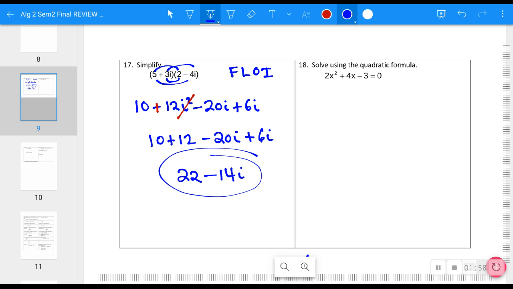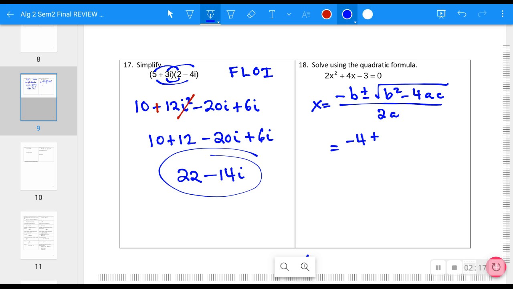Okay, solve using the quadratic formula. Let me write it first, but you should memorize this formula. I won't provide it on the test. Okay, the opposite of b would be negative 4, and then you immediately square it. Then there's a permanent minus 4 that's part of the equation, and you multiply it by a, which is 2, and c, which is negative 3. And on the bottom you have 2 times the a value.